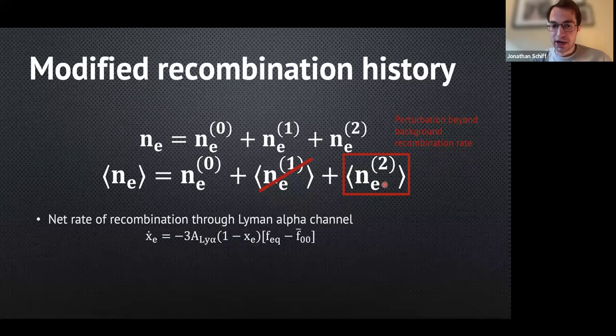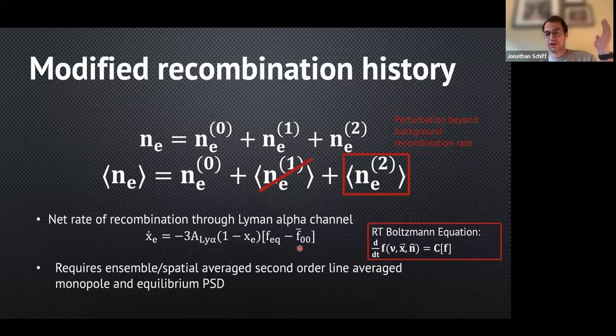Now, the details, again, I won't go into all of them, but here I show you the recombination through the Lyman-alpha channel, which is what primarily drives primordial recombination. And it depends on parts of your phase space density. From this equation, you can see that if we're going to second order, we'll need to solve for the spatially averaged second order line averaged monopole and the equilibrium phase space density. Those are the components of the phase space density that we'll need to solve across the line.